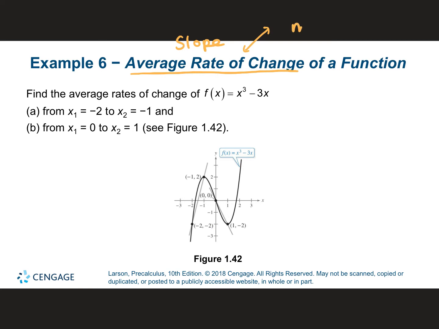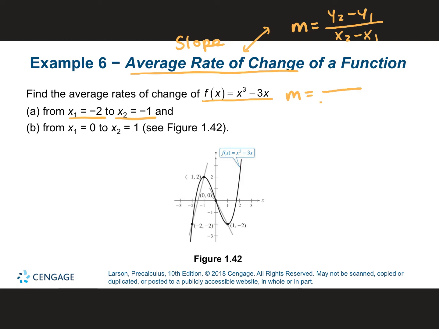So we're using the same slope formula that we were using before. So the slope is y2 minus y1 over x2 minus x1. So the slope formula doesn't change. For this example, we want to find the average rate of change of this function from, for a, x is equal to -2 and x is equal to -1. So this tells us our x1 and x2 at the bottom.